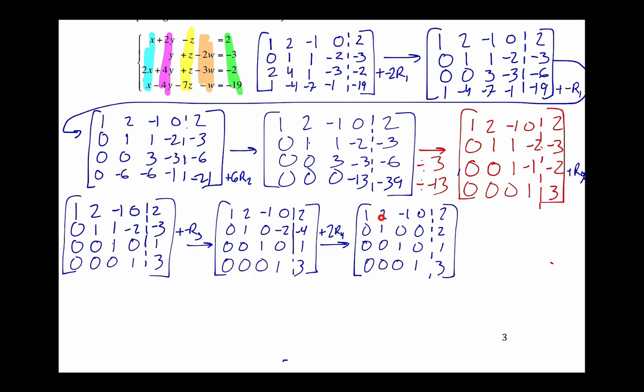Then you got to get rid of that 2 and that -1. Doesn't really make a difference which one you do first. Let's do that 2 first. So to get rid of that 2, what I'm thinking is let's take -2 times row 2. So do plus -2 row 2.